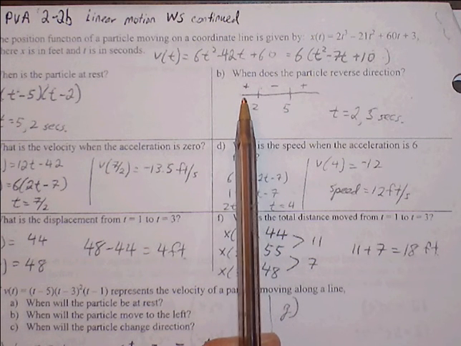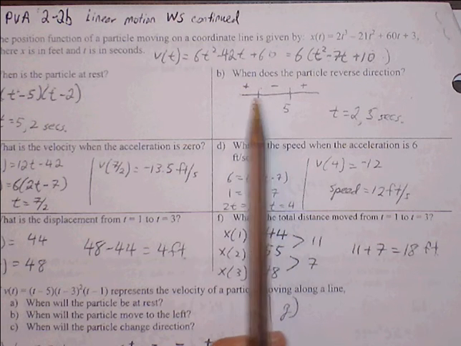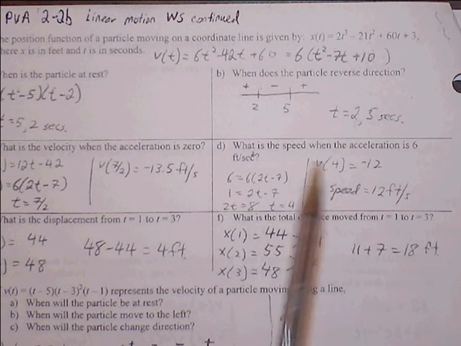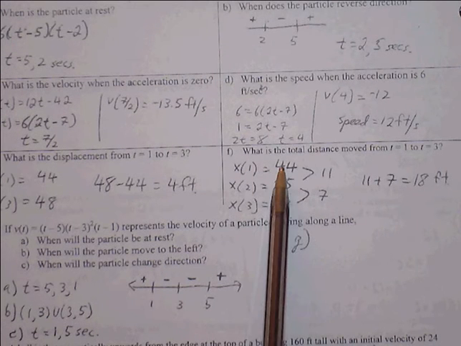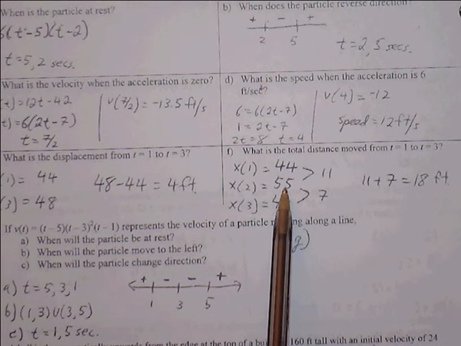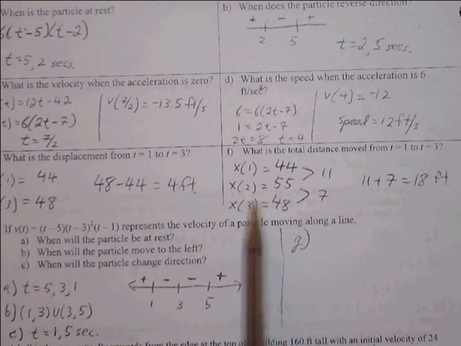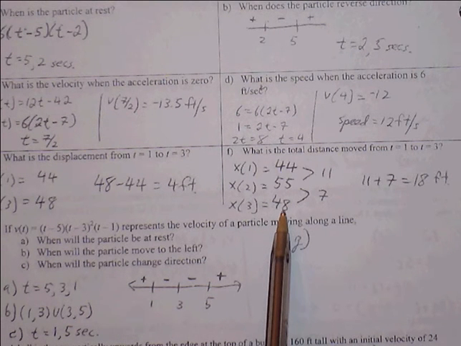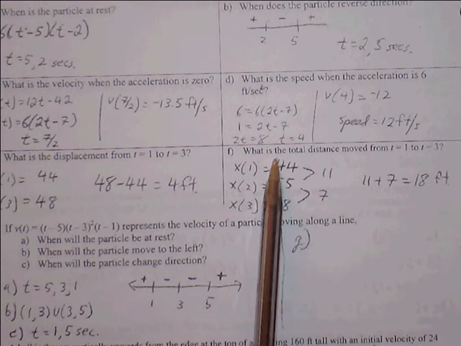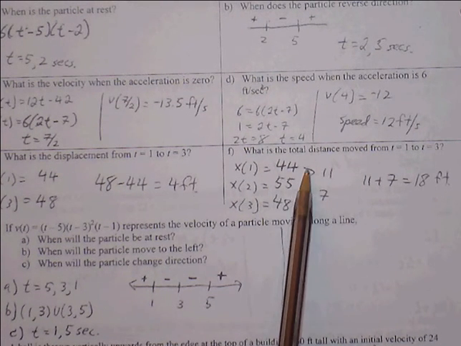So if we find the distance between 1 and 2, and then the distance between 2 and 3, we can take each portion, make both portions positive, and then add them together to find the total distance traveled. Position at 1 is 44, position at 2 is 55. From this point forward, this object is going to move to the left. So that's why at 3 it goes backwards to position 48.